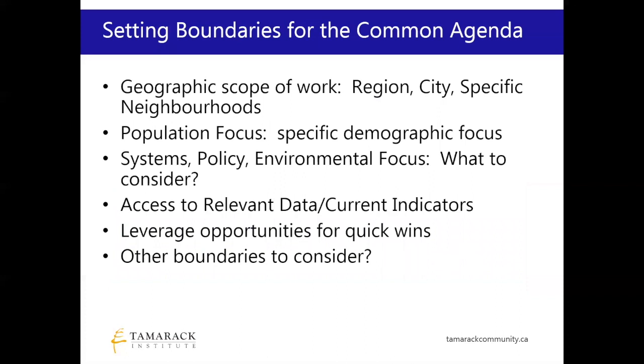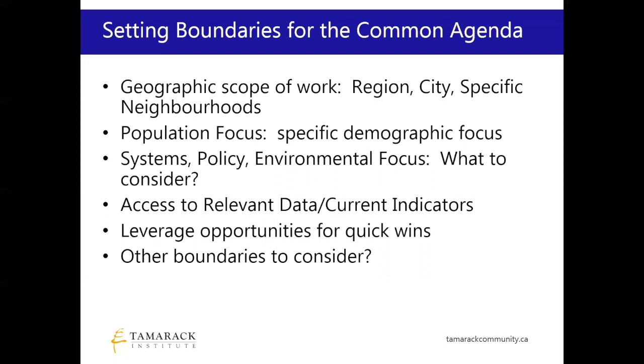The second element of scoping a common agenda is really trying to identify the boundaries that will be important to you in terms of identifying the common agenda. So here are some boundaries to consider. What's the geographic scope of the work? Is it a region? Is it a city? Is it a community? Is it focused on specific neighborhoods? The second thing to consider is what's the population focus? If you're working with underrepresented youth, is it youth from 15 to 25 or youth from 12 to 30? So what's the specific population or demographic focus?